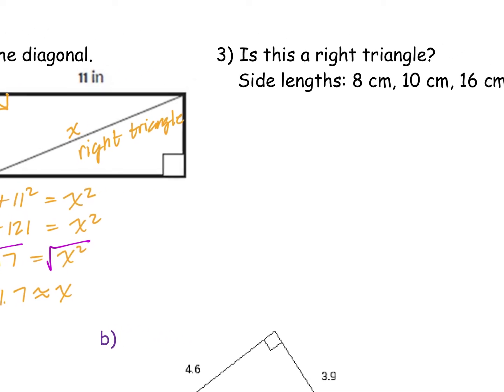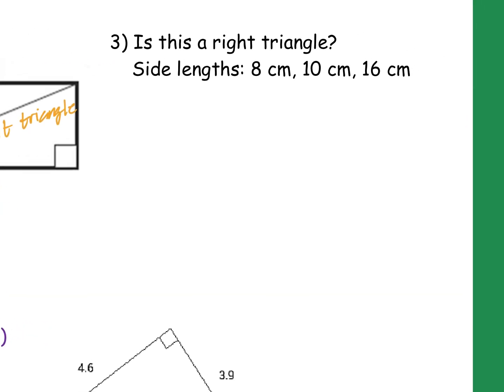Okay. And then this last one is the reverse. It says, is this a right triangle? And it just gives me the side lengths. How do I know which one's supposed to be the hypotenuse? 16. Remember, we said it's the longest side, right? So this one is going to be C. So this one's going to be A. It doesn't matter. Does it matter which one's A or B? No. So I'm just going to say this is A, this is B, and this is C. So 8 squared plus 10 squared should equal 16 squared if it's a right triangle. If it's not, then it's not a right triangle, right? So 64 plus 100 is supposed to equal 256.